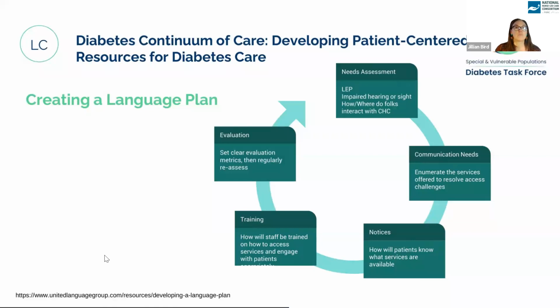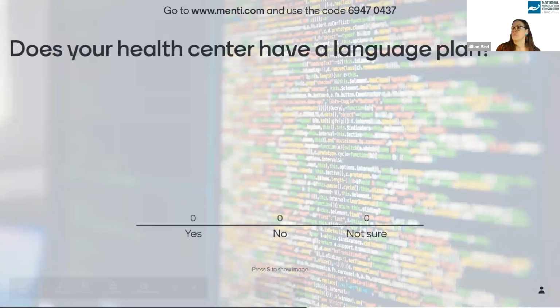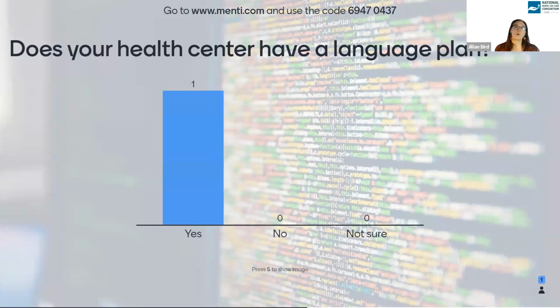So we can go to the next slide. I think it might be a Mentimeter slide, just asking if your health center has a language plan, either that is developed and utilized, or is maybe in consideration to be used, or not at all.